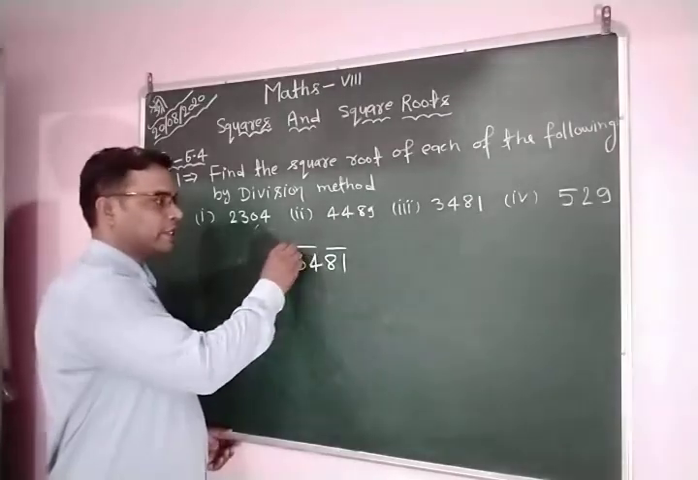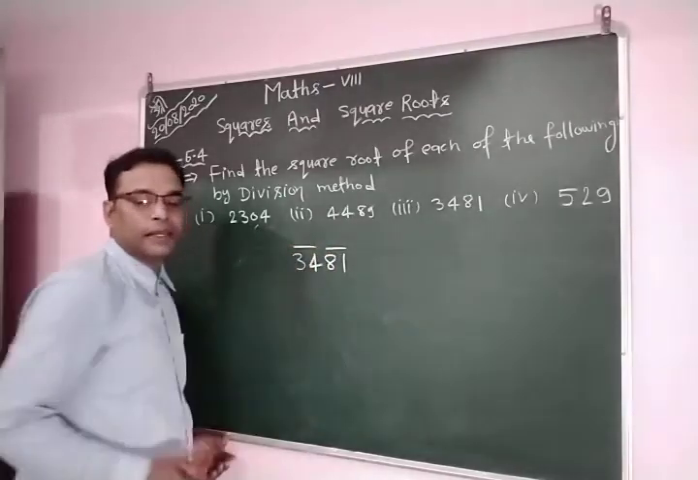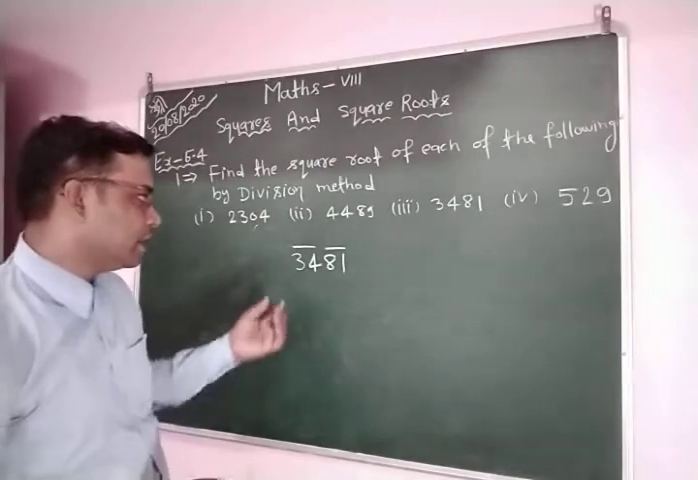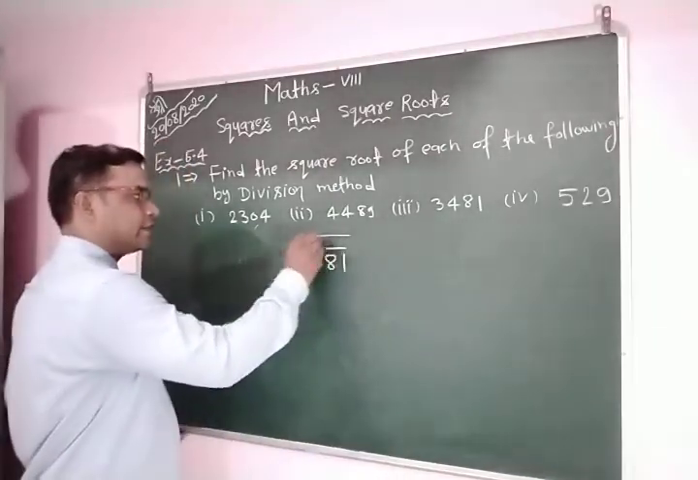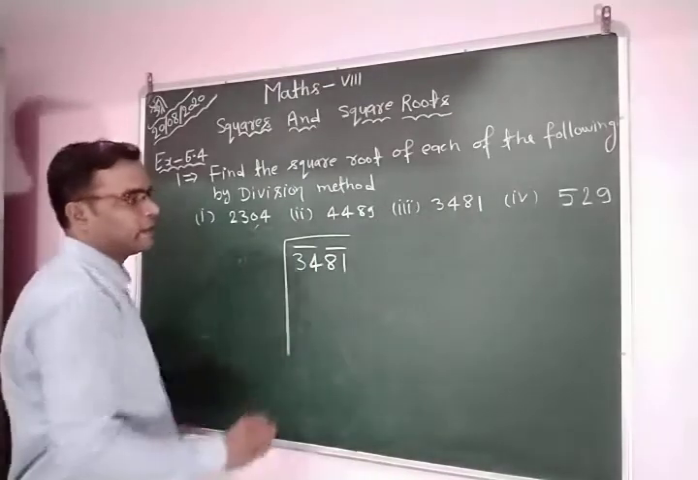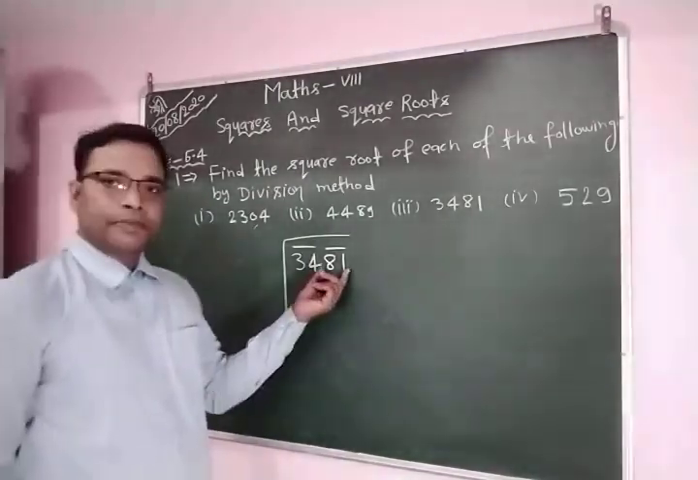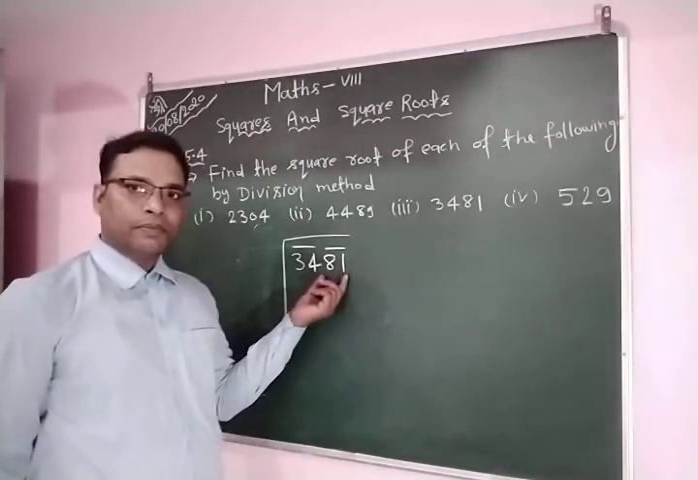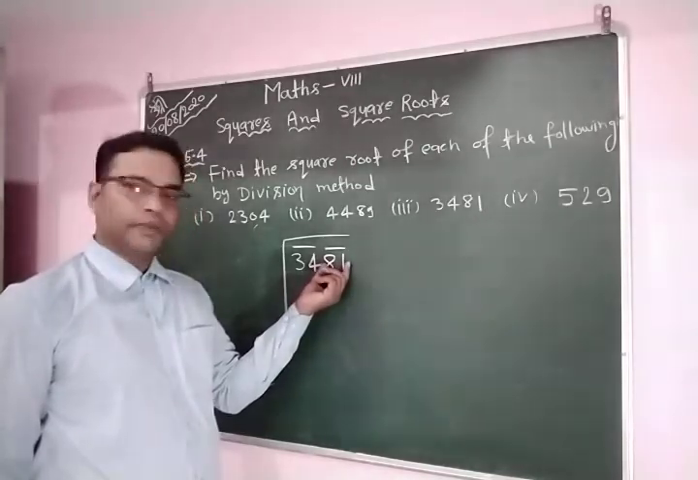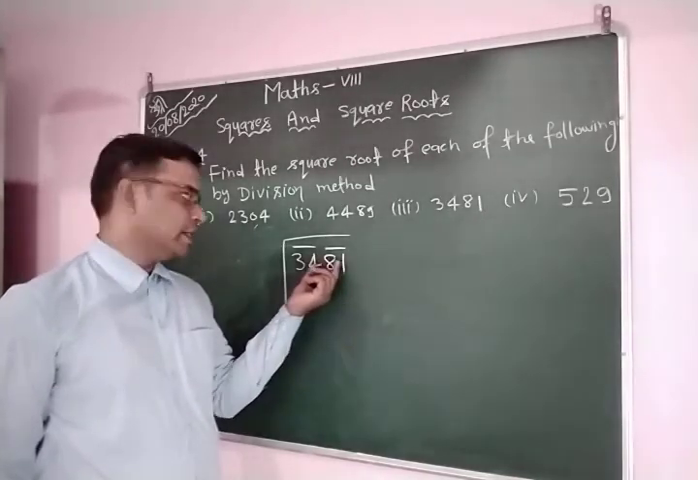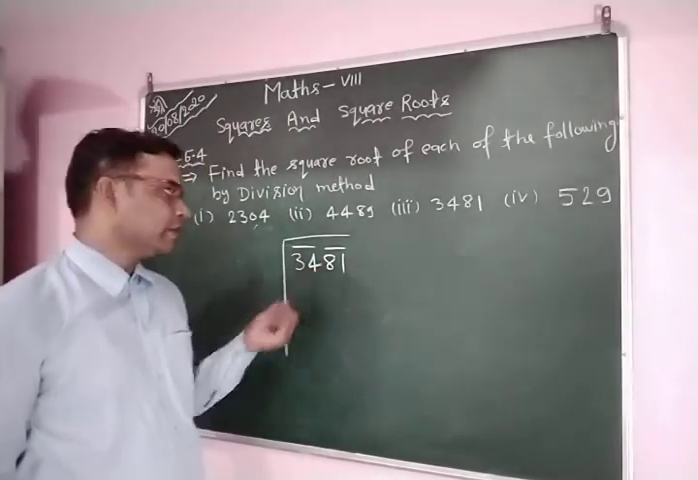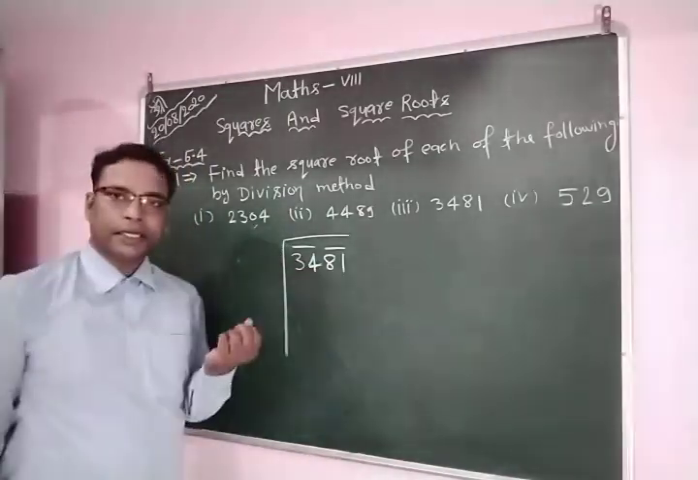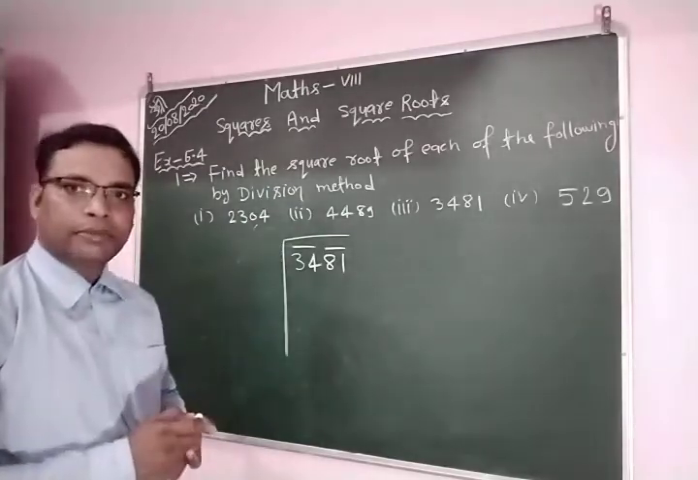This is the second pair, this is the first bar, this is the second bar. It means that we have a square root of a 4-digit number. After this we write like this. You put a bar over the numbers, pair numbers: 81 is the first pair from the right, and 34 is the second pair. So we take the extreme left bar.